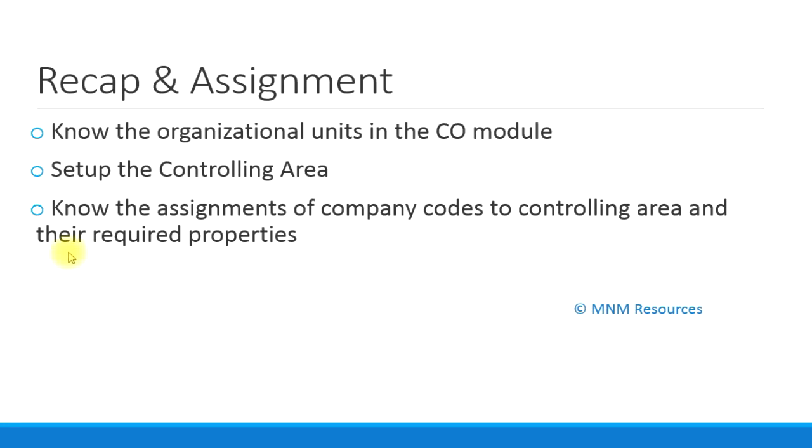You should also know the assignments of company codes to controlling area and their required properties. For example, we saw the 2 main required properties: they should have the same operating chart of accounts, and the number of posting periods must be the same for their fiscal year variants. You should also know the benefits of having multiple company codes using the same controlling area, which is also called cross company code controlling.